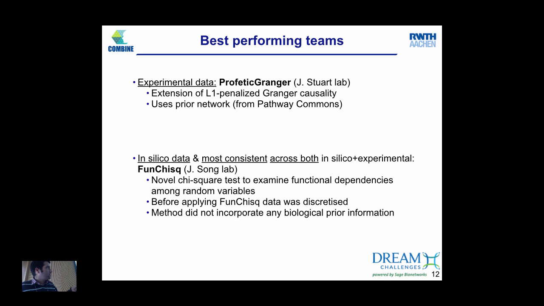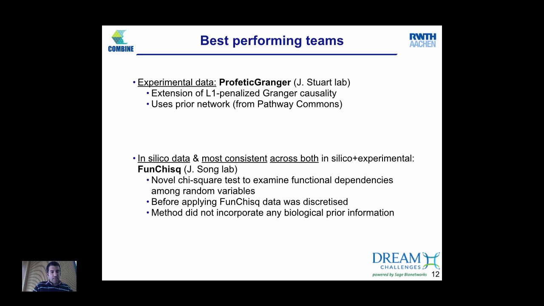But the best performing on in silico data, and actually if you combine both things together it was the most consistent one, is a different one, with a very different basis, that comes from Jo Song's lab, and it's called Funshik. This method did not use any prior knowledge, which perhaps also explains why it didn't do so well with experimental data.